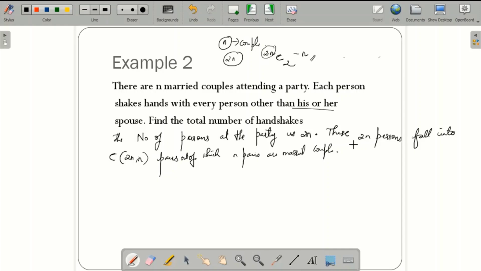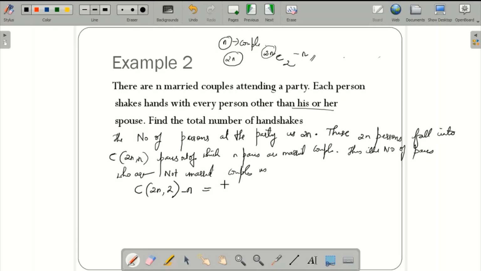Thus the number of pairs who are not married couples is combination of 2n comma 2 minus n. So the number of handshakes is 2n C2 minus n. Why this n? This n is there because they shouldn't shake hands with their own spouse.